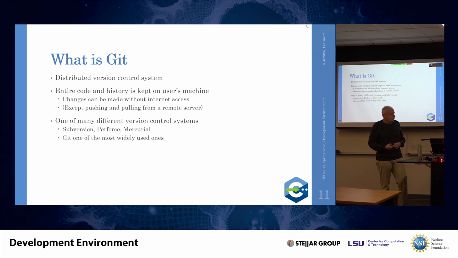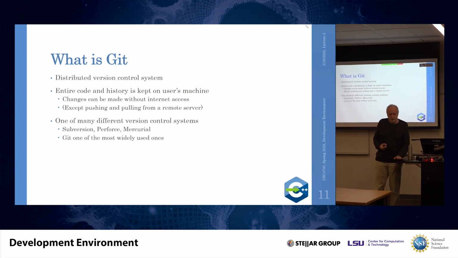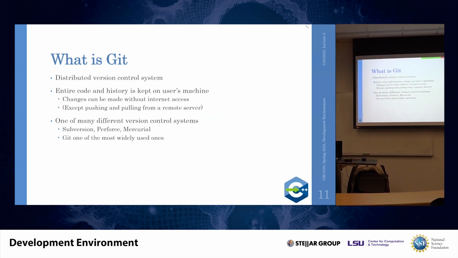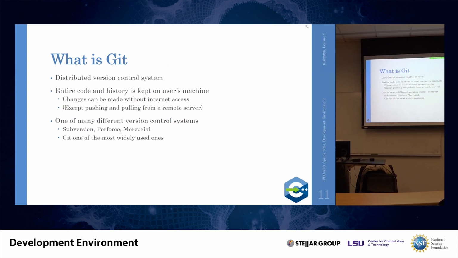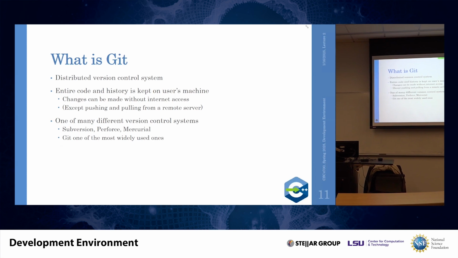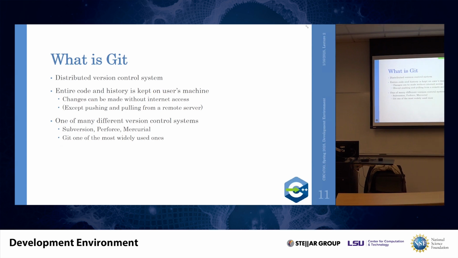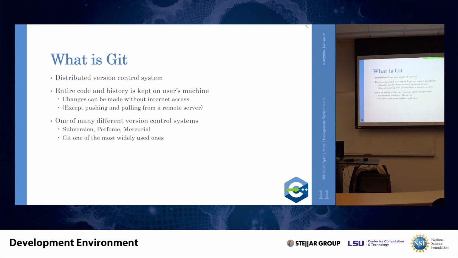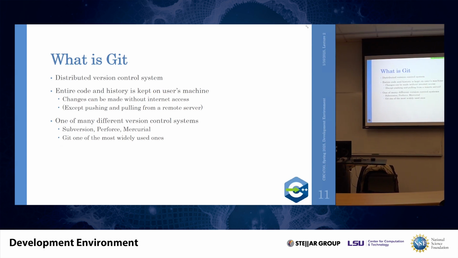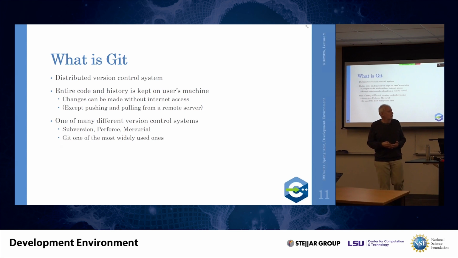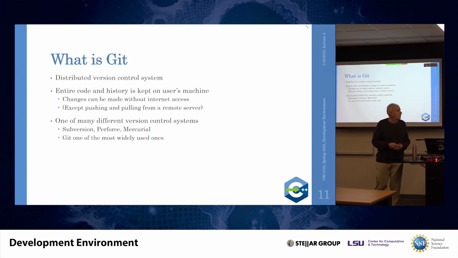Git is a distributed version control system. Not all version control systems are distributed. Others, like Subversion, or there was an early source code control system that was called CVS. It has nothing to do with the CVS shop. It's just called that way for whatever reason. And that database holds the entire code and history there.